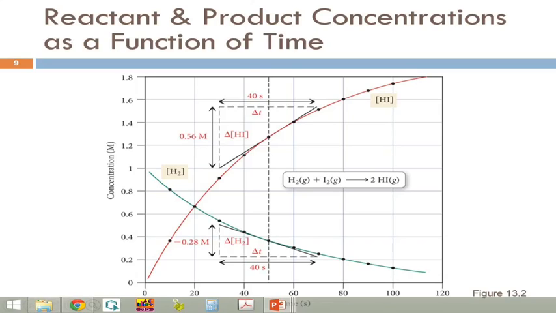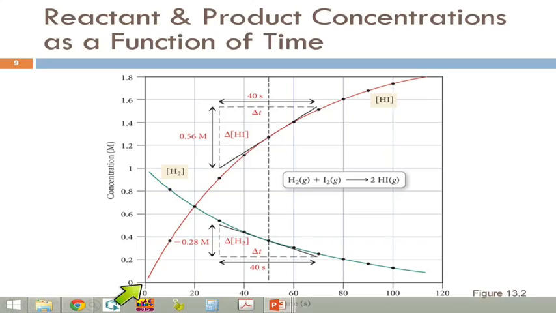Here's a graph from your textbook, and it's obliterated the title at the bottom. The bottom down here is time. So the x-axis here is time in seconds or minutes? It's in seconds. Time in seconds. And the y-axis is concentration in units of molarity. And so the red line here is representing the concentration of the product.